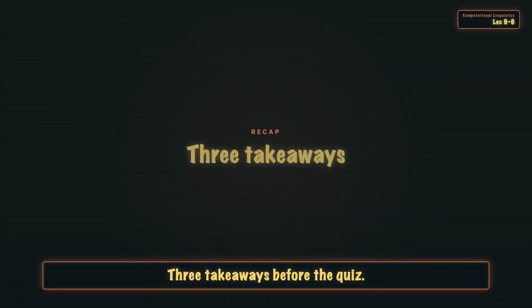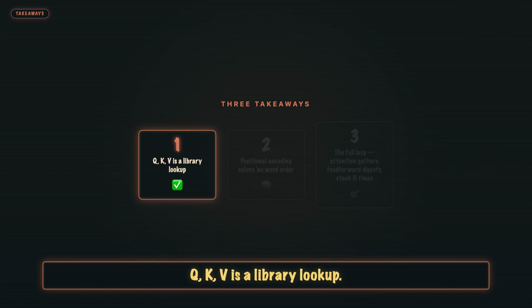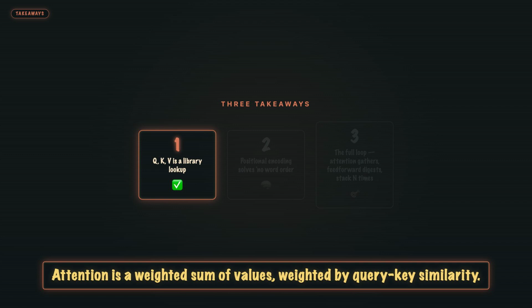3 takeaways before the quiz. 1. QKV is a library lookup. Query is the question. Key is the spine label. Value is the content. Every word plays all 3 roles at once. Attention is a weighted sum of values, weighted by query key similarity.